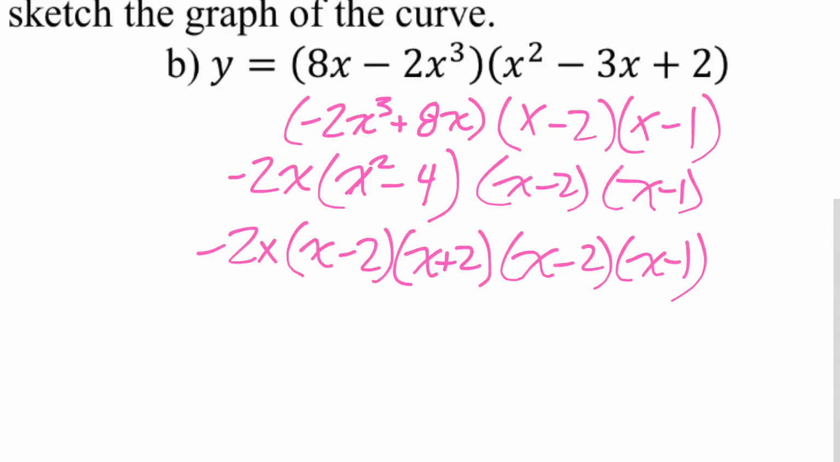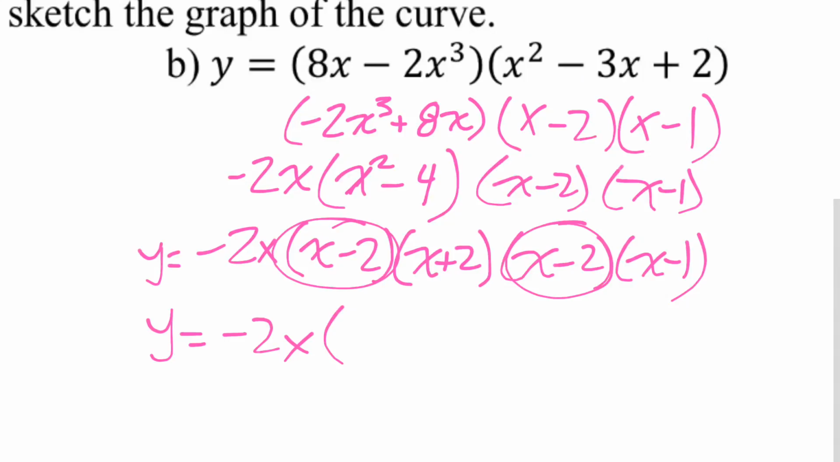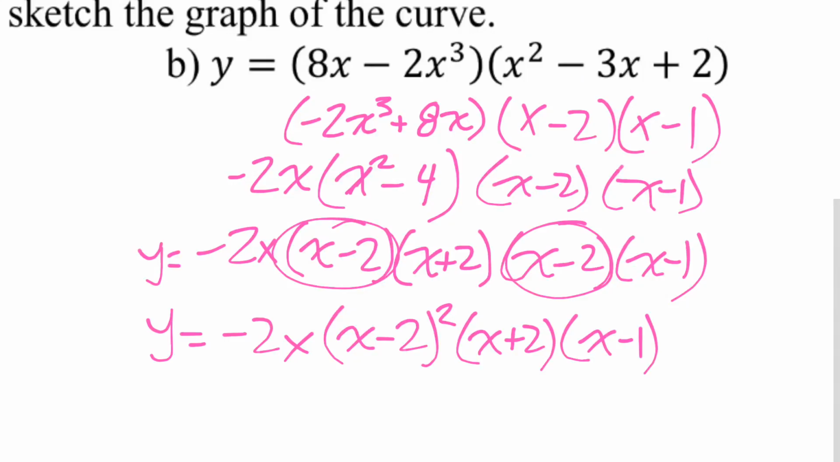And we get here and we're like, sweet, we're finished. Y equals that. And then you graph it and you're sad because you make a mistake. Because you failed to recognize that we have not one, but two factors of x minus 2. Which means we should write that as x minus 2 quantity squared times x plus 2 times x minus 1.